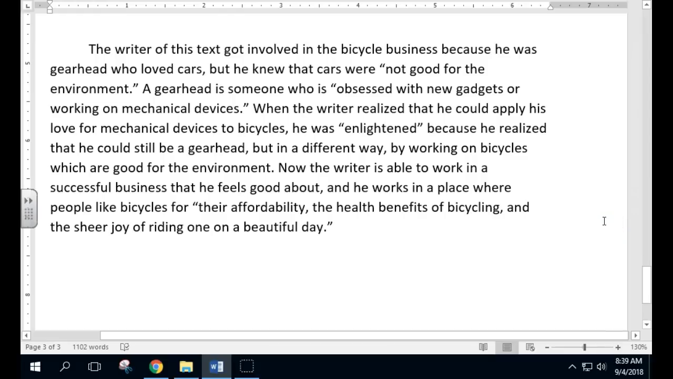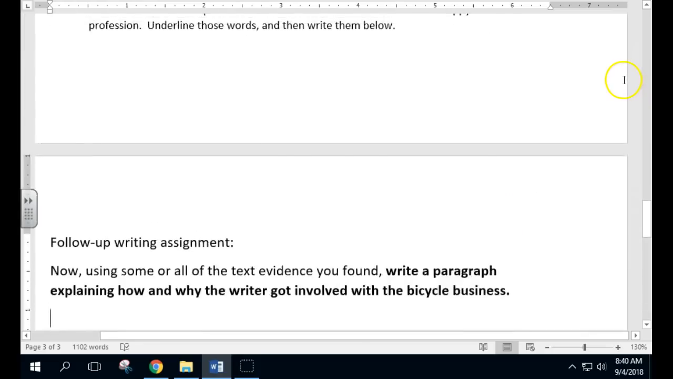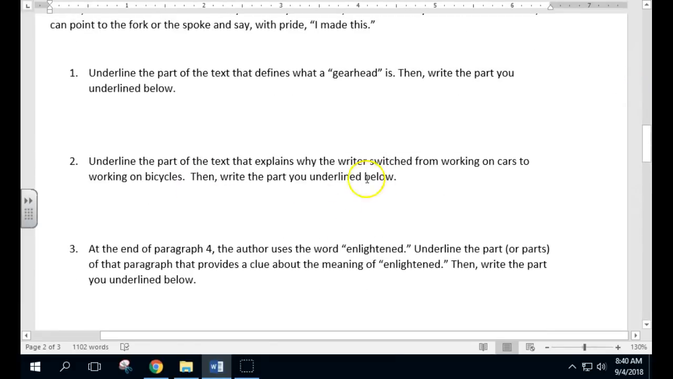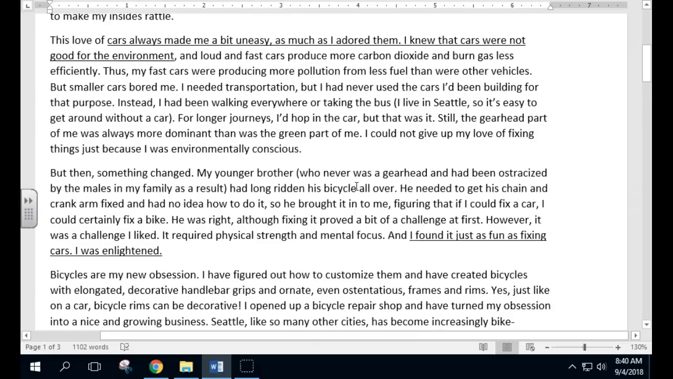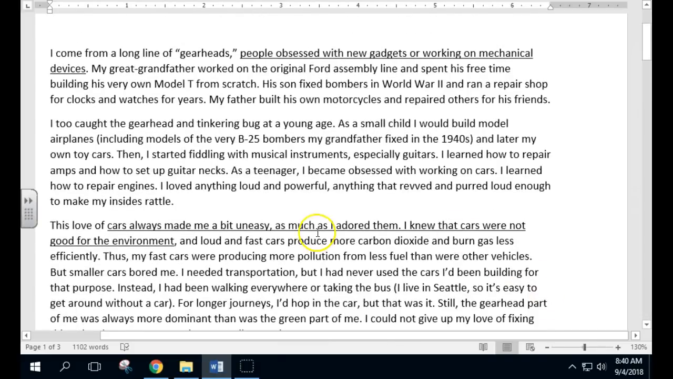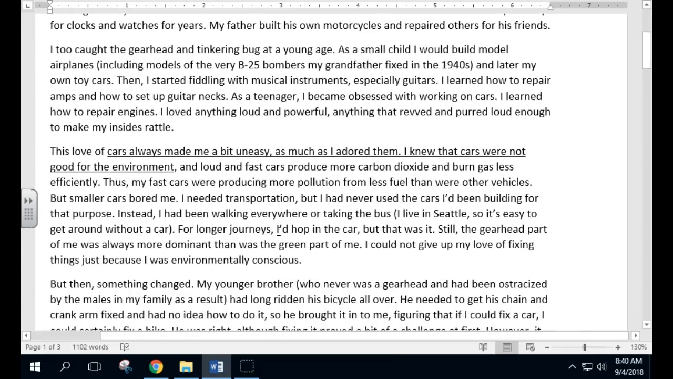So this is a really important place to point something out. The fact that cars aren't good for the environment, that wasn't my number one thing that I underlined. It was actually the number two. It was the second thing that I underlined. He knew that cars weren't good for the environment, but it just made sense to use that first to answer that question of how or why did the writer get involved in the bicycle business. So I can't just do it as a formula.